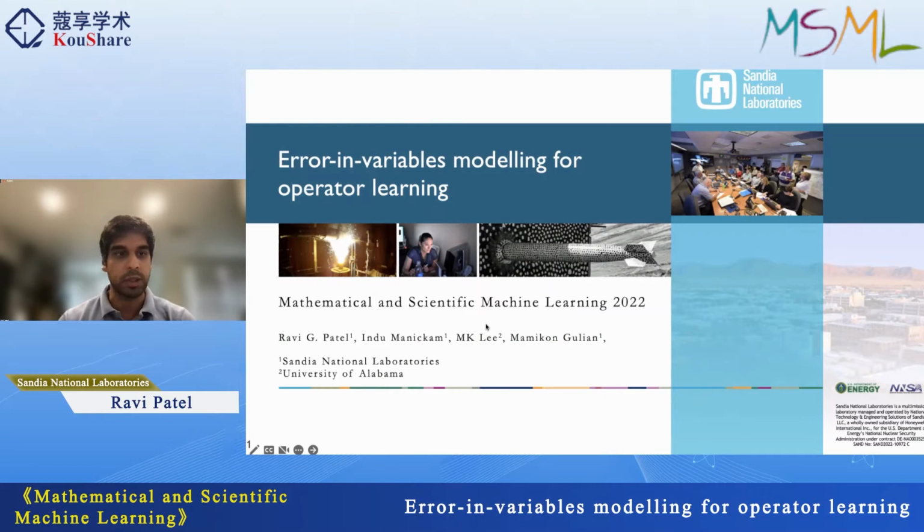My name's Ravi Patel. I'm a scientist at Sandia National Labs in the US. And yeah, I'll be presenting error and variables modeling for operator learning. This is joint work with Inu Manikam and Mamakon Gulian, also at Sandia, as well as MK Lee at University of Alabama.